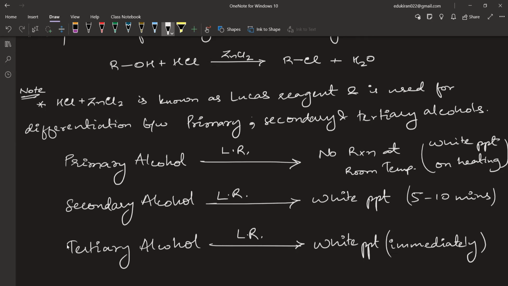Even after heating, if it is not giving you anything, that means it is something else that we don't know. But if you heat it and it gives white PPT, that means it is a primary alcohol.